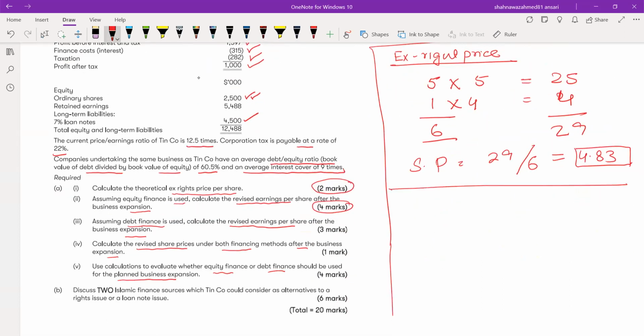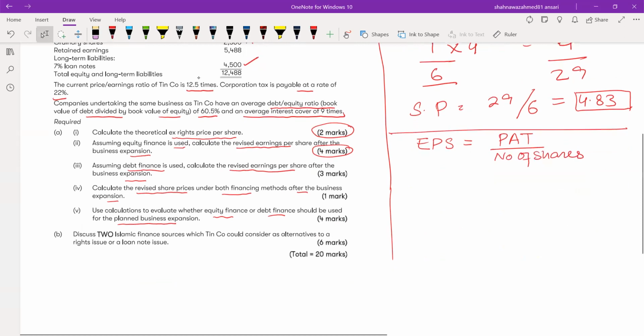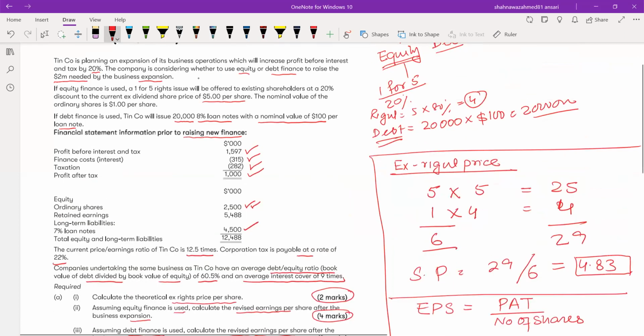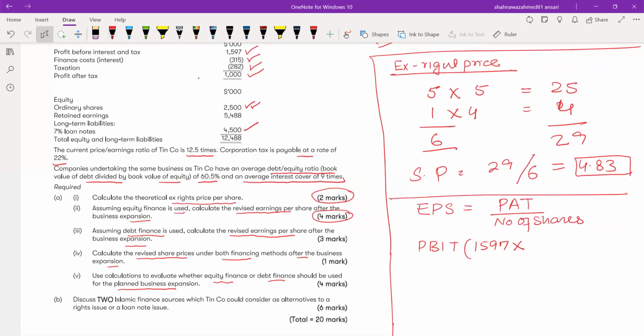Now for second requirement, in case of equity financing, what is the revised EPS after the business expansion? So for EPS, we have to find out profit after tax after expansion over the number of shares. So let's calculate profit after tax. So PBIT is given as 1597. And as a result of expansion, the profit will increase by 20%. So that means it's 1.20 and the value is now 1916.